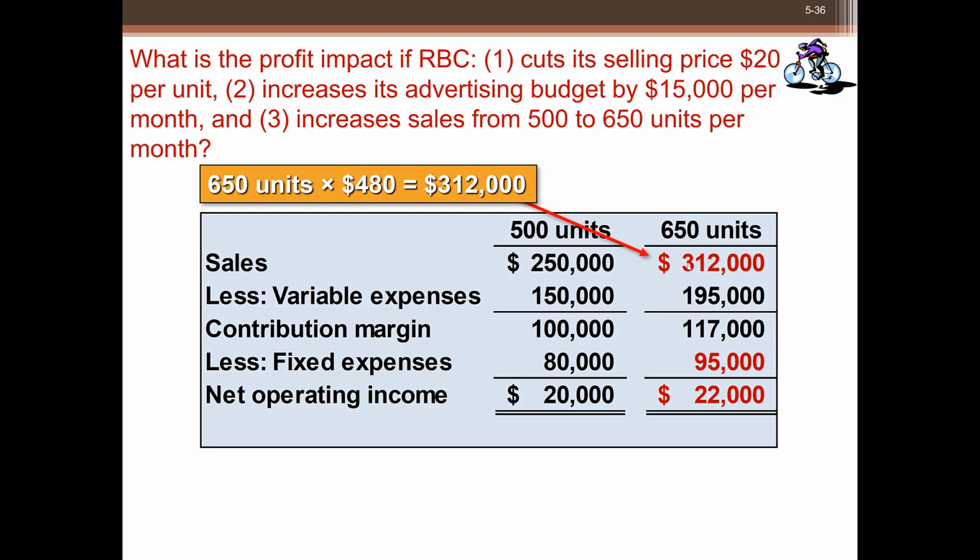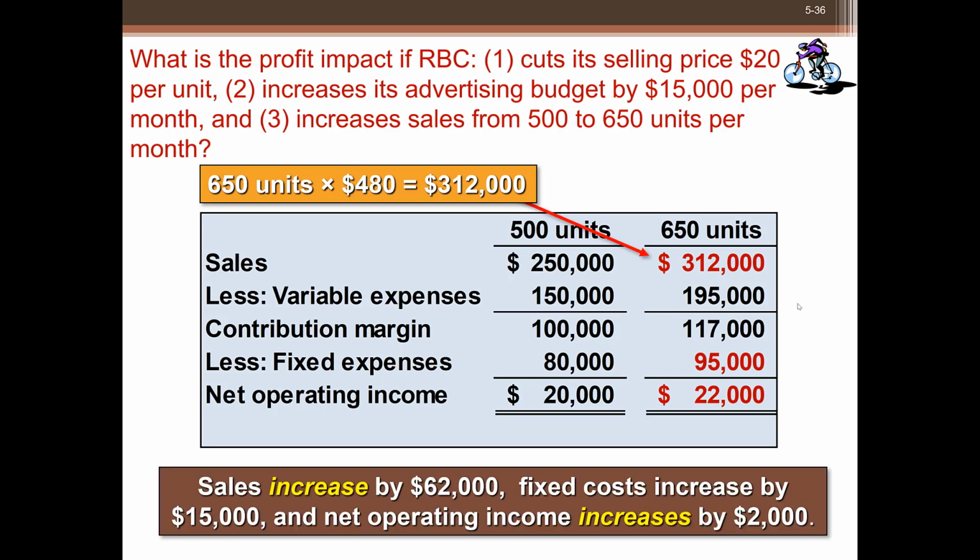Variable cost, $300 per unit times 650. You get $195,000. The difference is contribution margin. And we subtract increased fixed expenses. Originally $80,000, but now the company has increased the advertising budget by $15,000. So $80,000 plus $15,000, you'll get $95,000. And subtract $95,000 from total contribution margin, you'll get net operating income of $22,000.